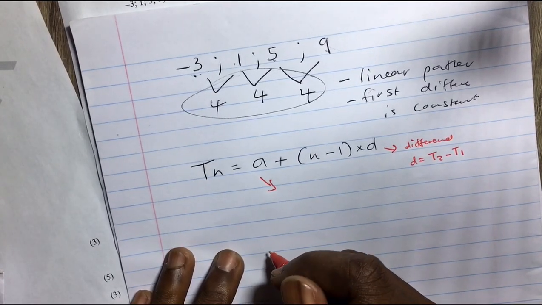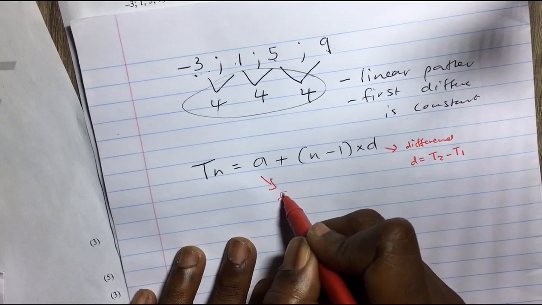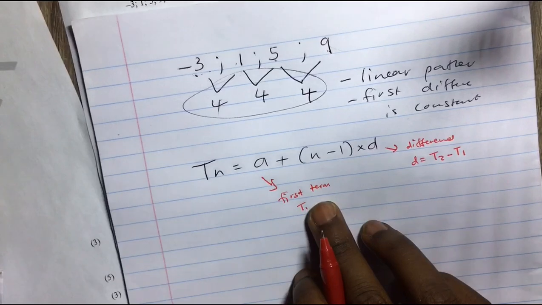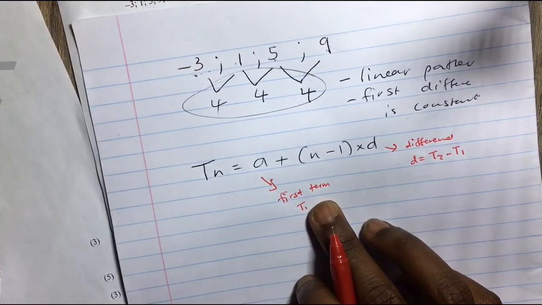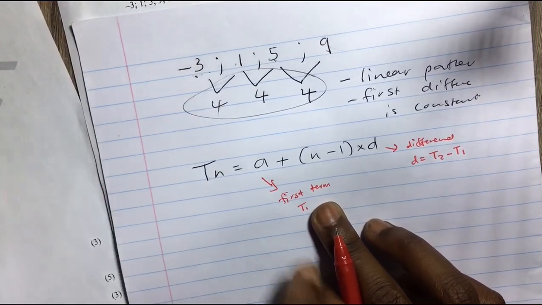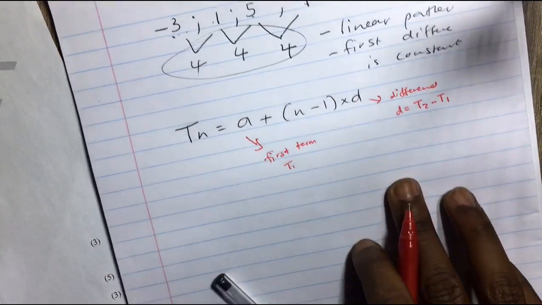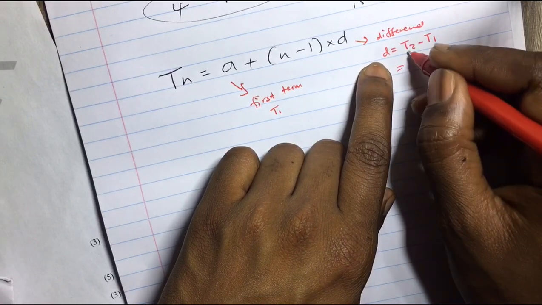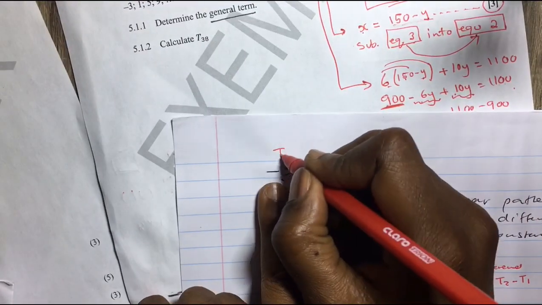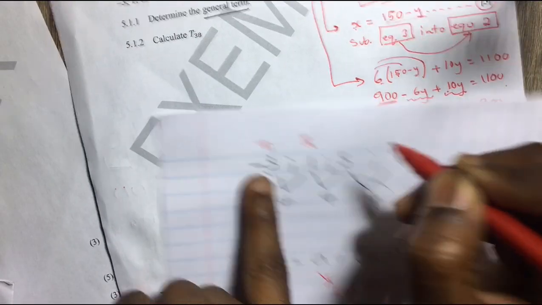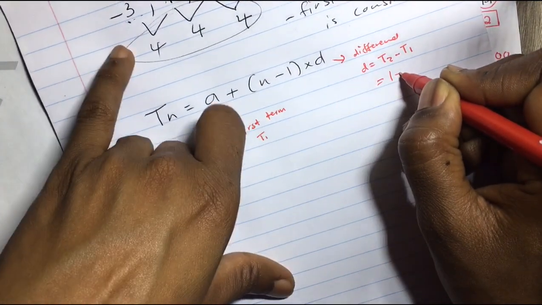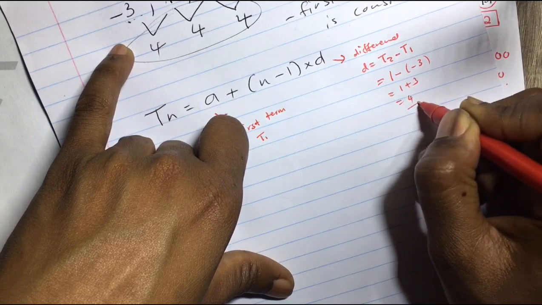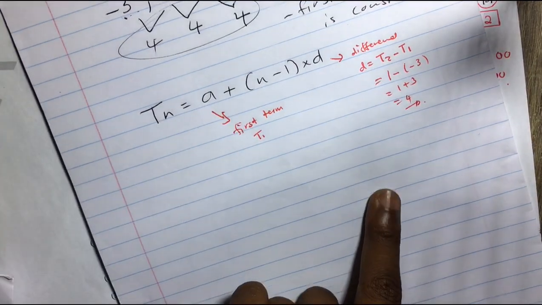Okay, A is the first term, which is T1. I get the first term of the sequence, the first term that you see there, and the difference. So I'm going to substitute. Let's do this one, T2 minus T1. Remember, this is my first term, this is my second term. So 1 minus 3, 1 plus 3 is 4. Can you see how we get 4 there?